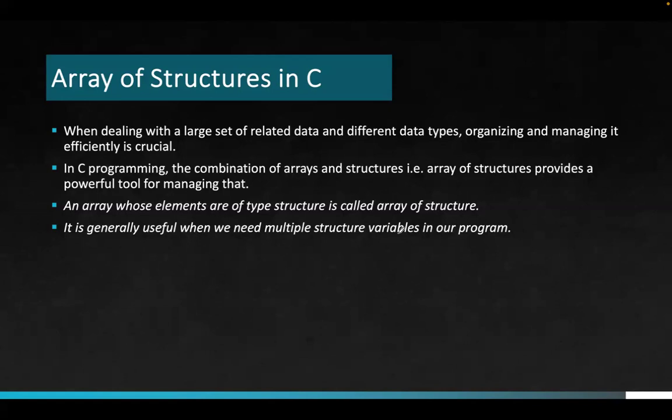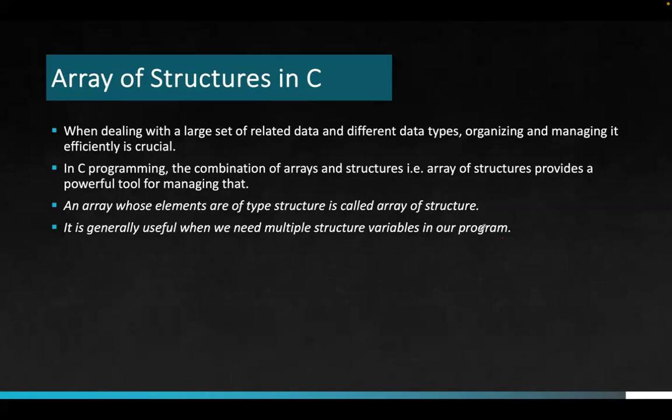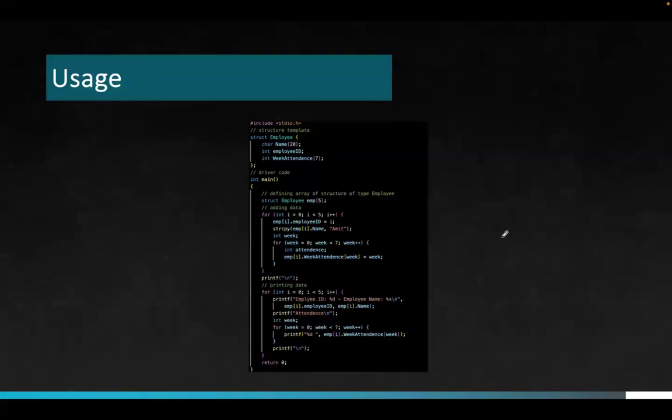An array whose elements are of type structure is called an array of structure. In general, we use multiple structure variables in our program, like having multiple variables declared in the same structure. Like that, instead of variables, we declare arrays in it. One example of the usage, a sample code, is: the structure employee has the variables char name 20, integer employee ID, and weekly attendance, every week, whether he is present or not. That attendance will be there.